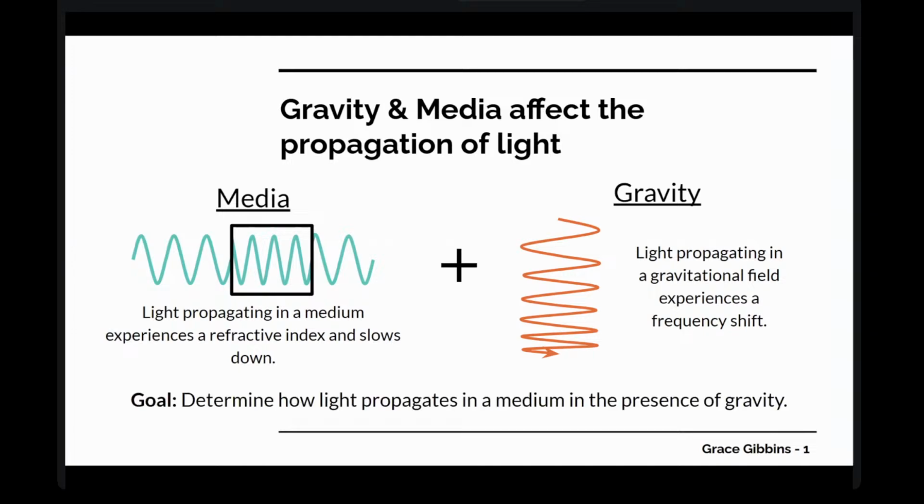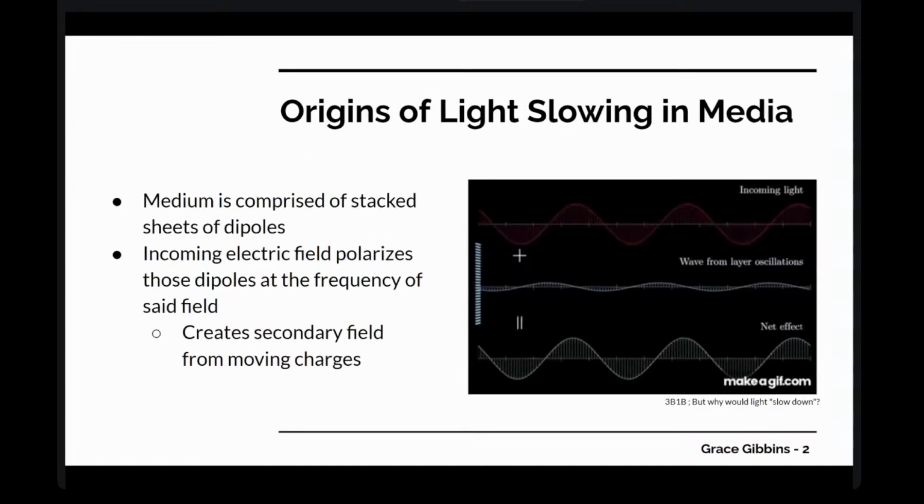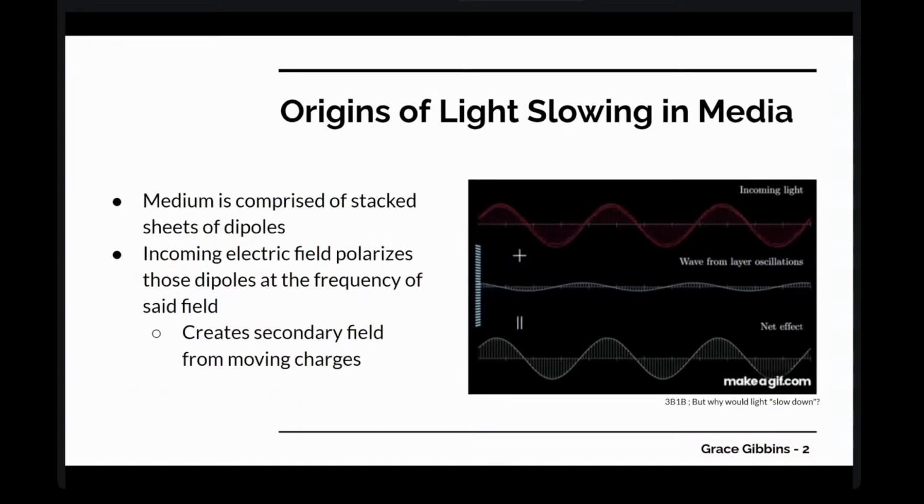So the goal of my project overall is to determine how light propagates in a medium in the presence of gravity, mixing both of the concepts together. So just more in-depth background of how the light is actually slowing within the medium.